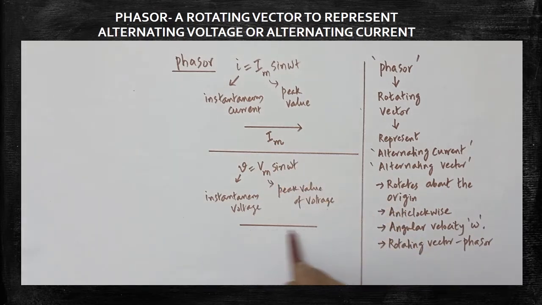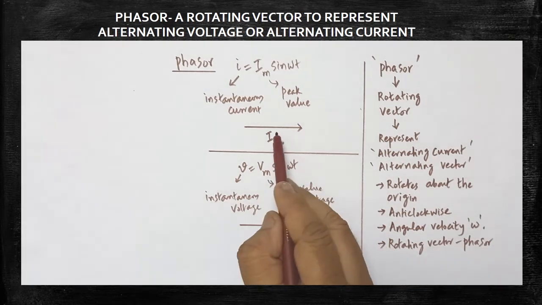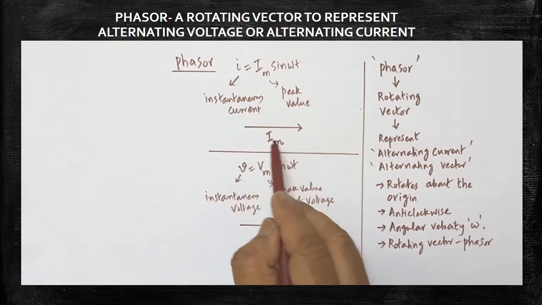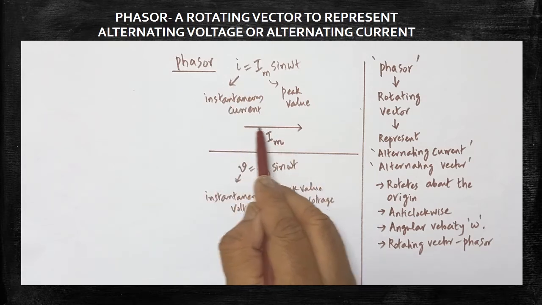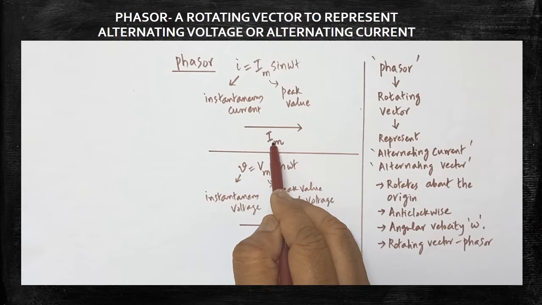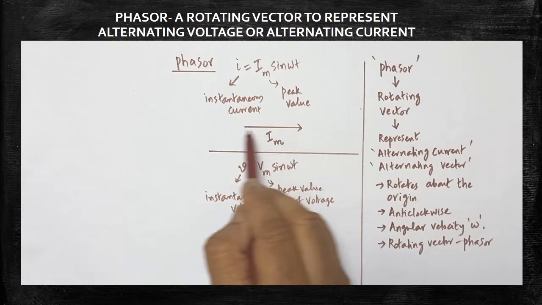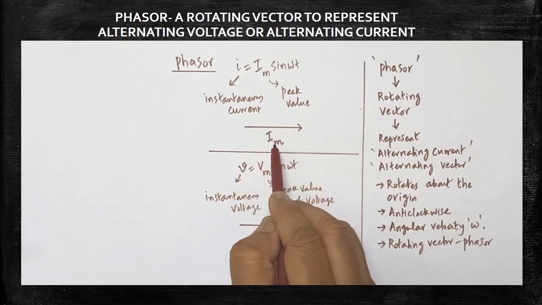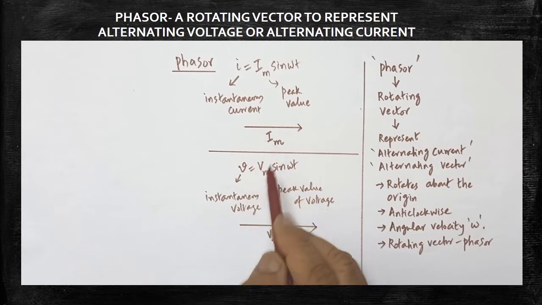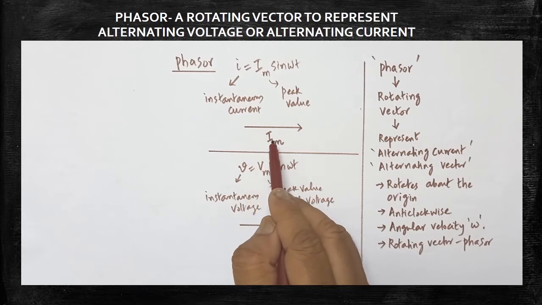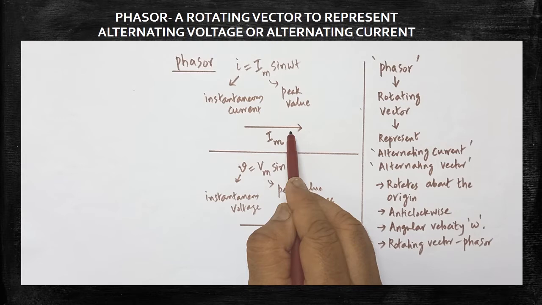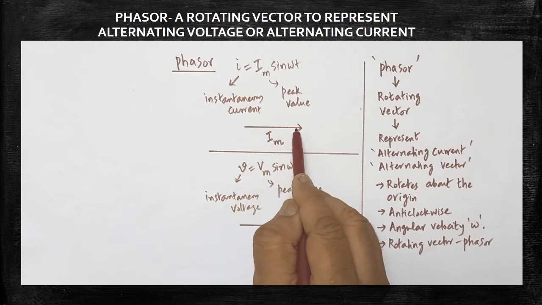Here the rotating vector line segment length must be equal to the peak value. Again I will explain. The line segment of the phasor in the case of current must be its peak value. The length of this portion is Im. So the Im value of length must be taken. This one will represent the phasor for current.